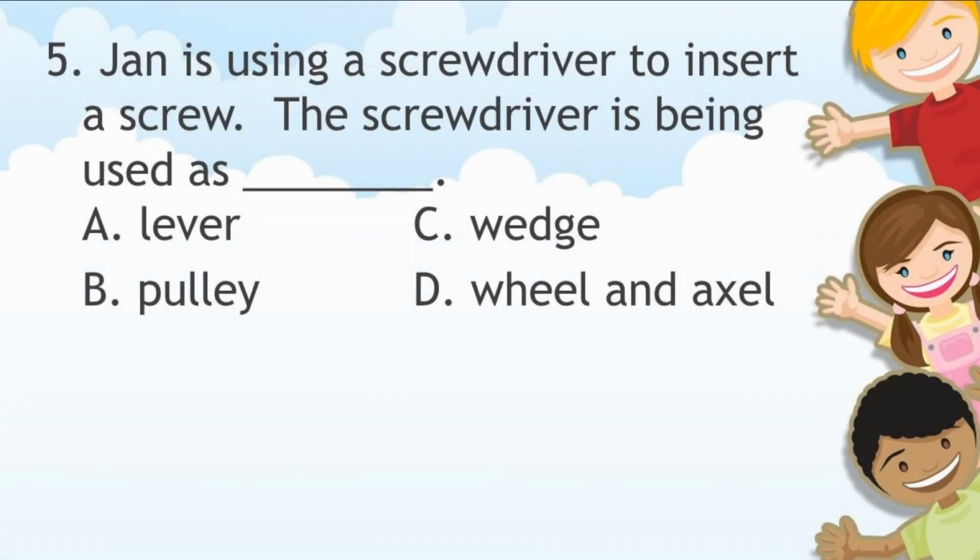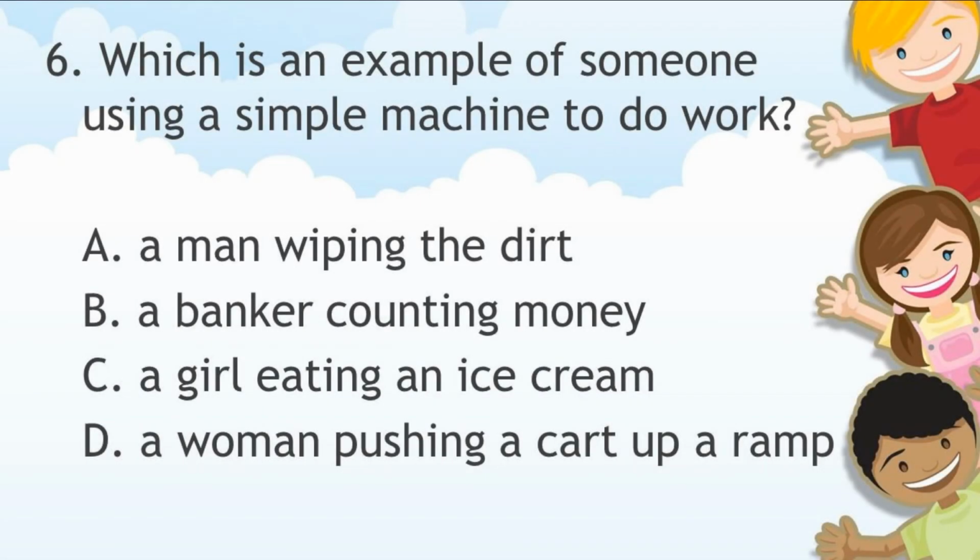Number 5. John is using a screwdriver to insert a screw. The screwdriver is being used as blank. A. Lever. B. Pulley. C. Wedge. D. Wheel and axle. Number 6. Which is an example of someone using a simple machine to do work? A. A man wiping the dirt. B. A banker counting money. C. A girl eating an ice cream. D. A woman pushing a cart up a ramp.